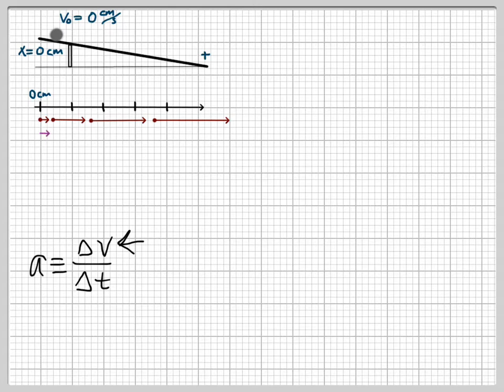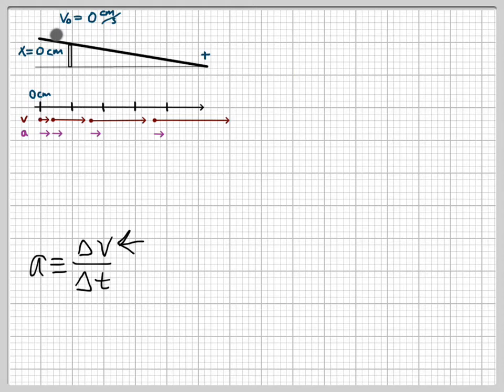Now the acceleration doesn't change as the object rolls down the incline. It stays constant. And so in each time interval we have the same amount of acceleration. So I show my acceleration vectors in each time interval at the same length as in the previous time interval. That's how you show constant acceleration in uniformly accelerated motion.